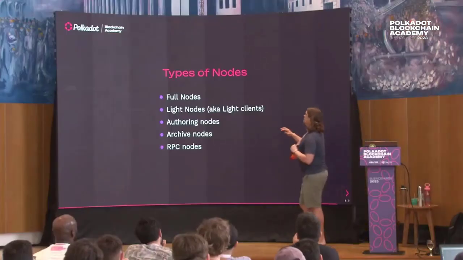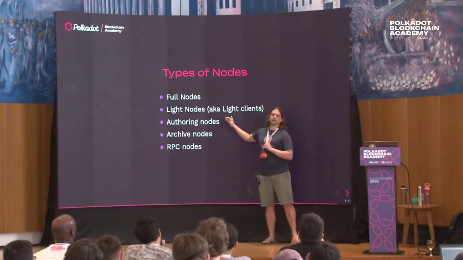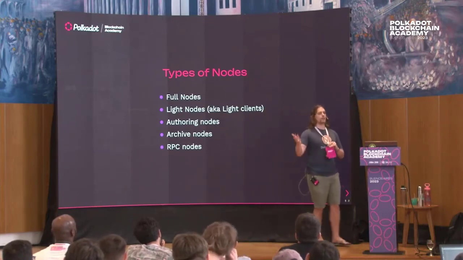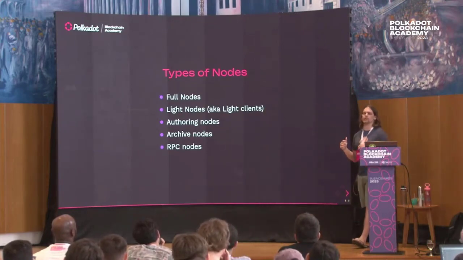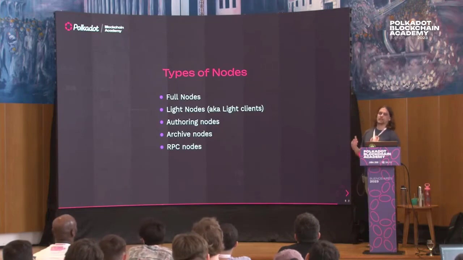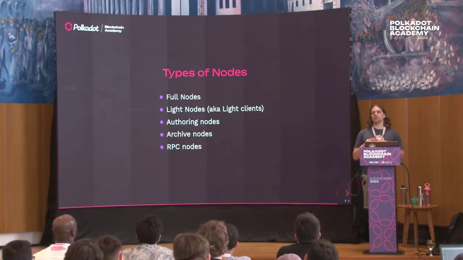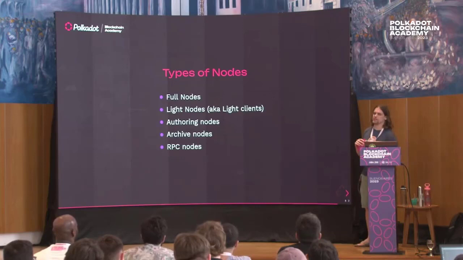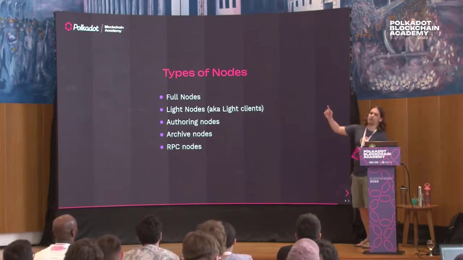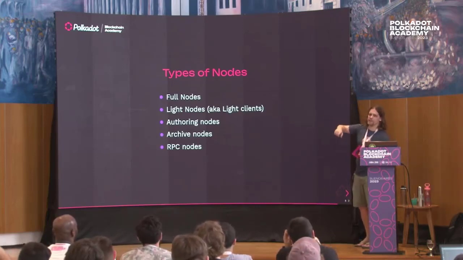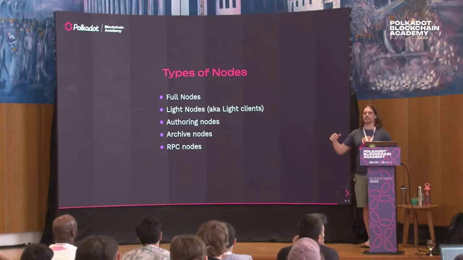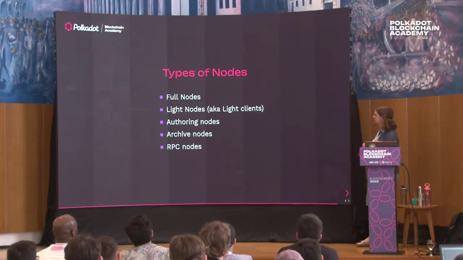The next one is light nodes, aka light clients. Light clients do a lot less. They don't download whole blocks, they only download headers. Since they don't even download the whole blocks, obviously they don't execute all those transactions, they only keep track of the header chain. Any time they want to know something about a transaction or about a state, they have to ask some other node for that information, and then they validate it against the state root or the extrinsics root or whatever.